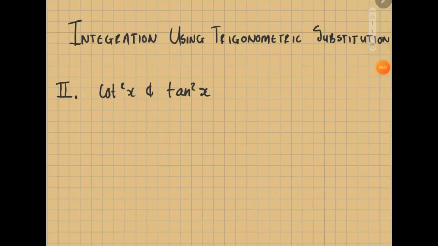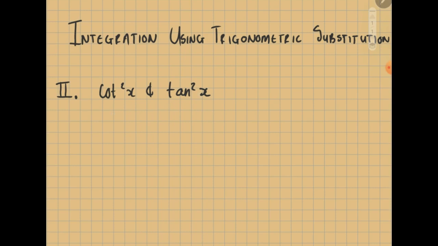All right, now we're still dealing with integration using trigonometric substitution, and we're looking at case 2, where you're going to get either cot squared x or tan squared x. We've just seen how you do it when you have a sine squared x and a cos squared x. Now you have a tan squared x or a cot squared x, and they want the integral of it.